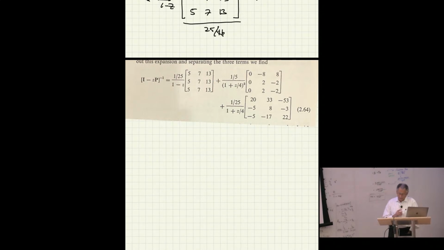Now, let's look at this. First of all, each of these rows sums to 1. Each of the rows here and here, the rows sum to 0. So these rows for which they sum to 0, it's called a differential matrix.